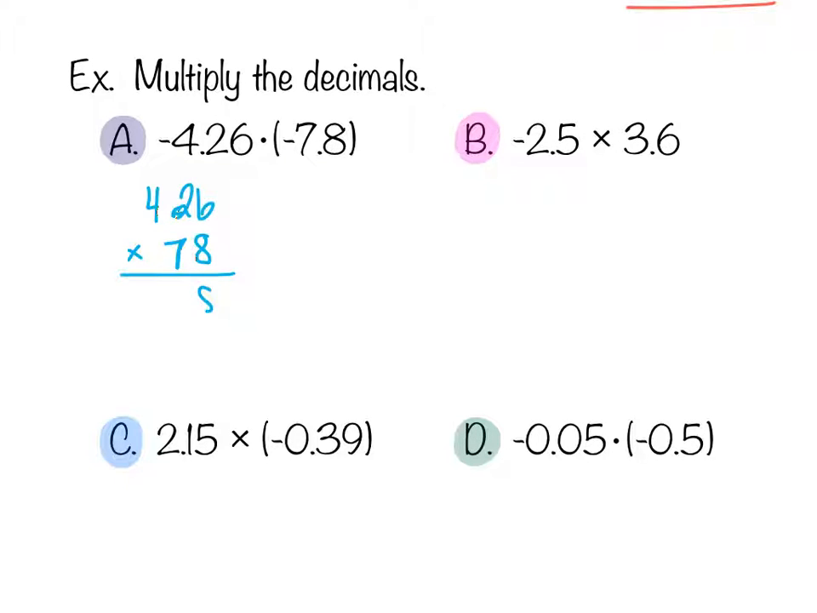8 times 6 is 48. 8 times 2 is 16, plus 4 more is 20. 8 times 4 is 32, plus 2 more is 34. And then we're going to drop down a 0. Scratch out those numbers. 7 times 6 is 42. Carry the 4 over again. 7 times 2 is 14, plus 4 more is 18. Carry the 1. And 7 times 4 is 28, plus 1 more is 29. And then we're going to add those together.